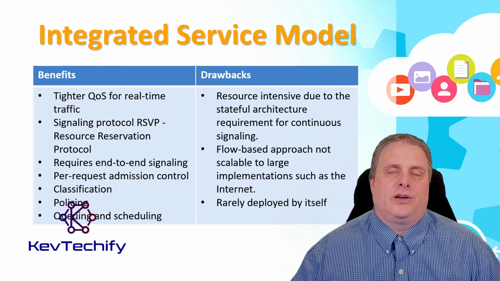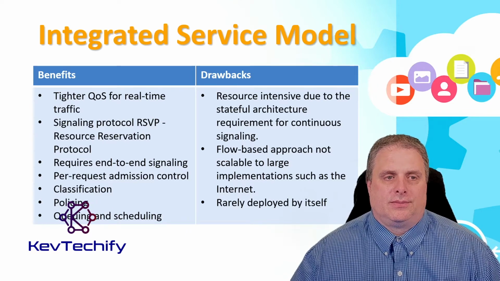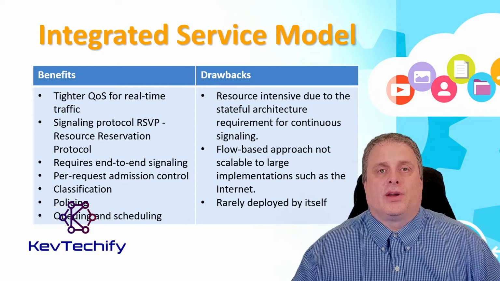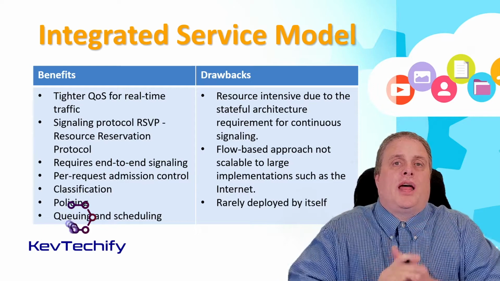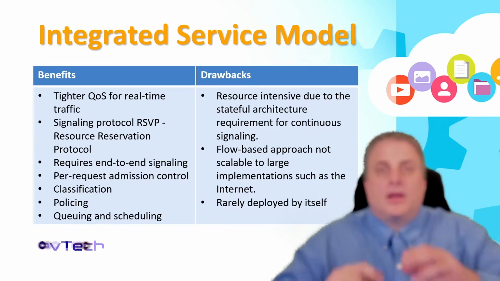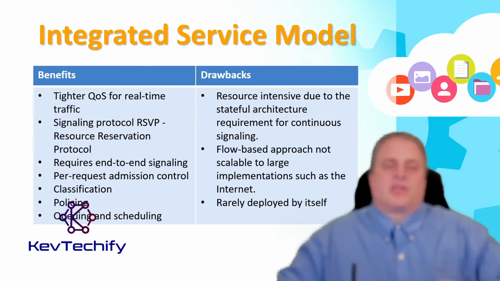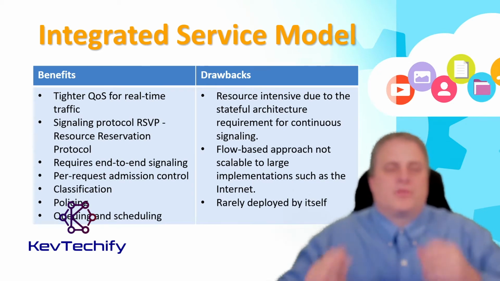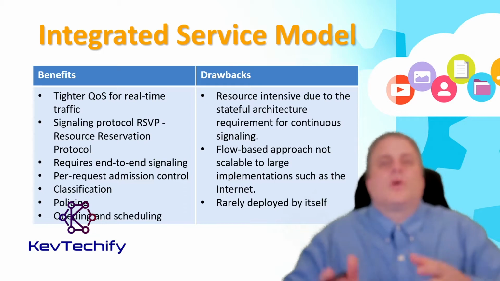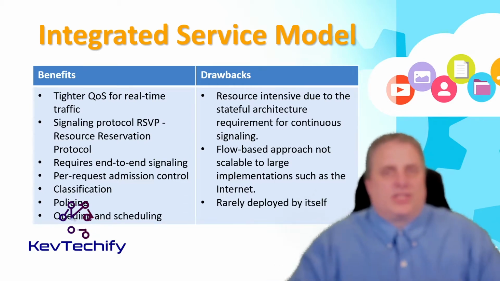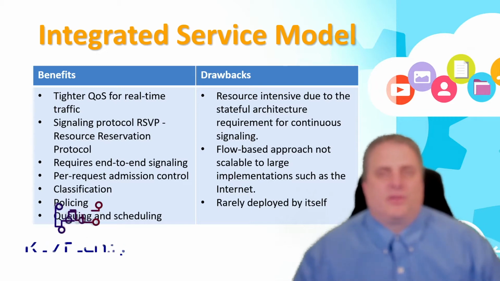When we consider the integrated services model, it has a tighter quality of service for real-time traffic, meaning you can control it a lot better. And it's a very good system. Integrated services model uses something we call RSVP, Resource Reservation Protocol. This is where they request a certain amount of bandwidth to send their data across the network. So they're reserving that resource.